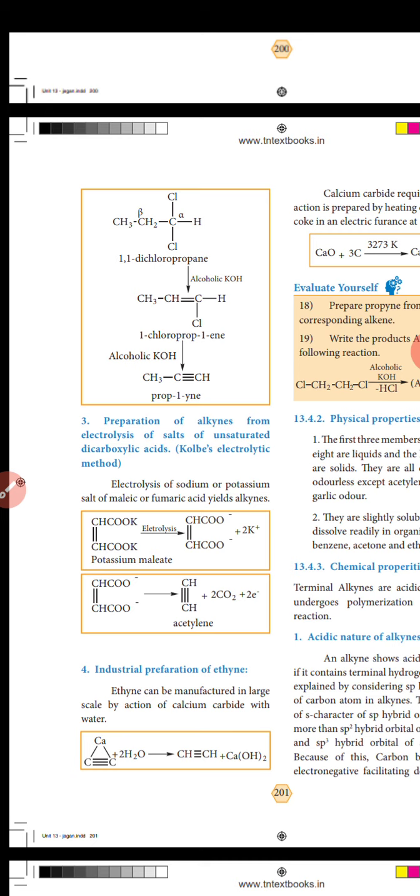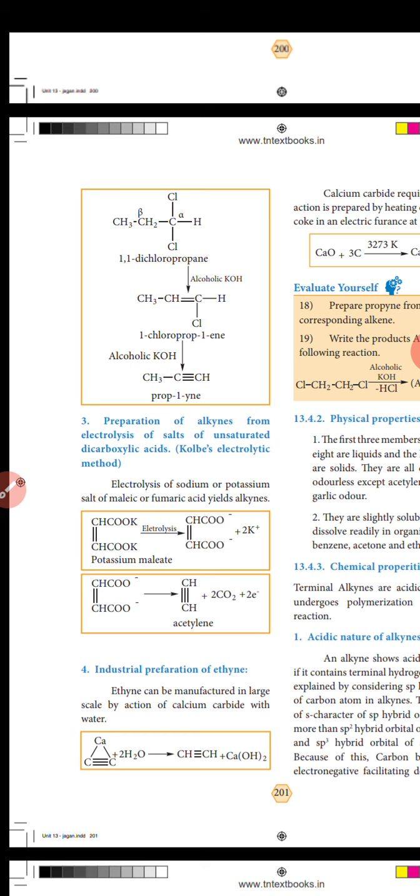They are all colorless and odorless except acetylene, which has a garlic odor. They are slightly soluble in water but dissolve readily in organic solvents like benzene, acetone and ethyl alcohol. The chemical properties of alkynes. The first one: terminal alkynes are acidic in nature.